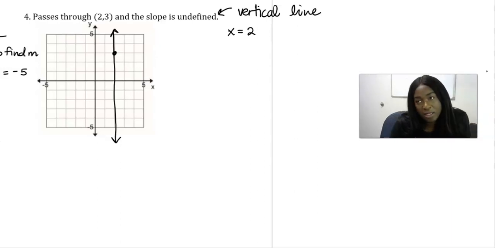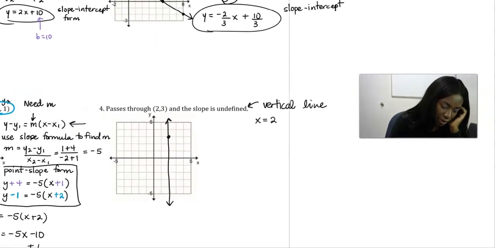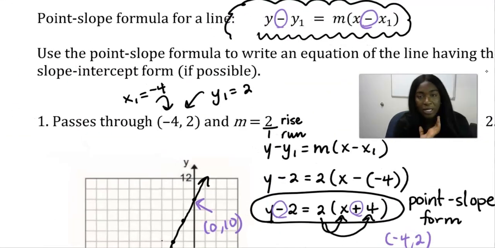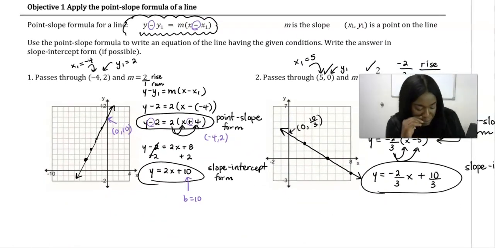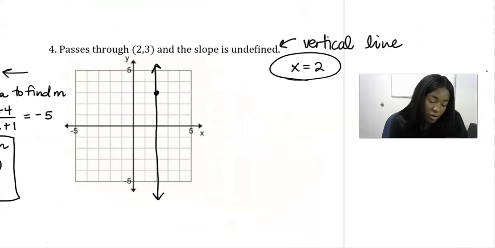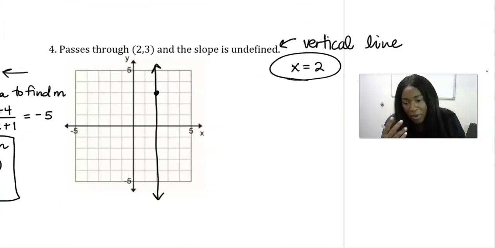There's no way to write this in slope-intercept form because we can't solve for y. There is no y in this equation, so I think in the directions it even says write the answer in slope-intercept form if possible. You can't possibly write a line in slope-intercept form if there is no y in the equation. Similarly, there's no way to really write this in point-slope form because the equation is simply x equals 2. There's nothing else we can really do about that there. So I don't want you to think that every single possible line you can write in every single form. That's not always the case.